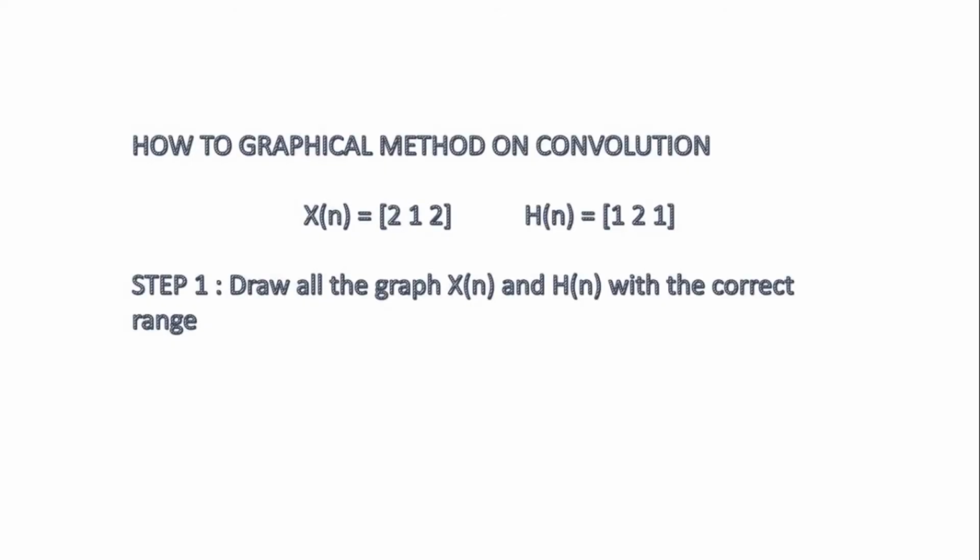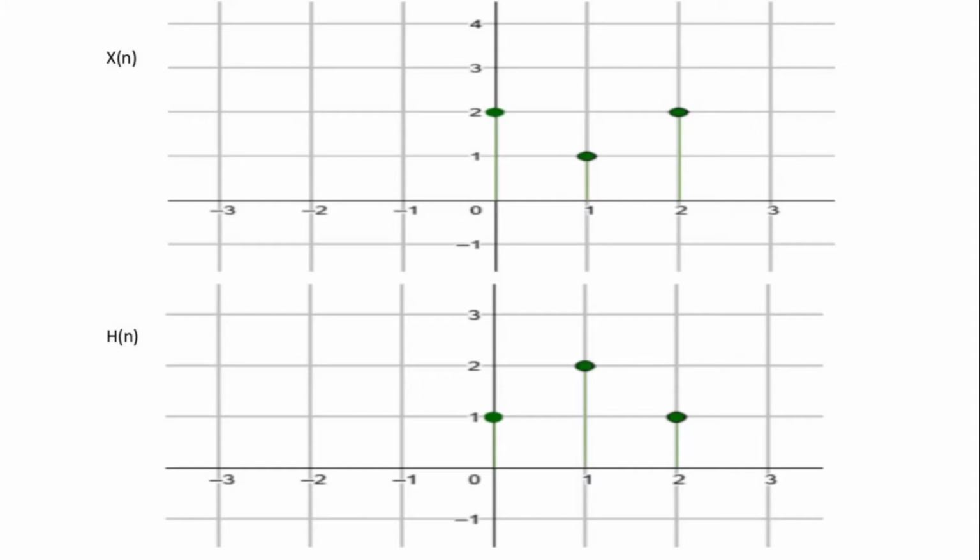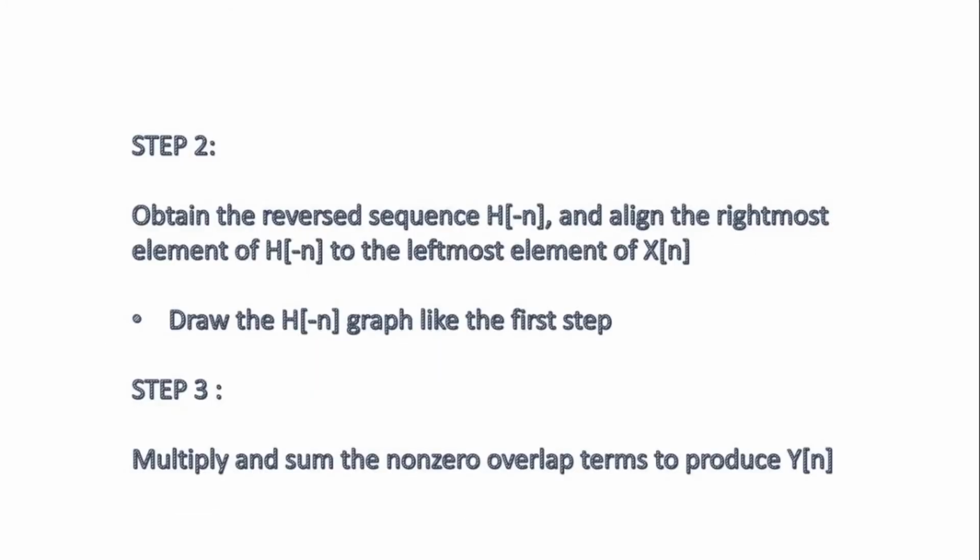Today I'm going to talk about the graphical method on convolution. As you can see on the screen, the input is x[n] and our h[n]. For step 1, draw the graphs of x[n] and h[n] with the correct range. What you see right now is our x[n] and h[n] input drawn into a graph. Step 2, we flip our h[n] input to get h[-n] and draw the graph like the first step. After that, we multiply and sum the non-zero overlap terms to produce y[n].